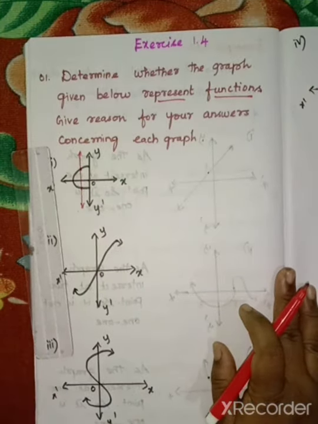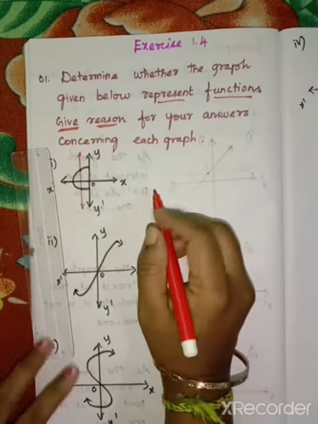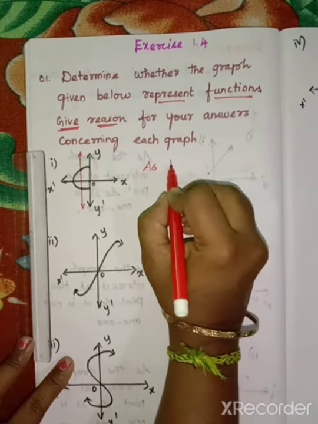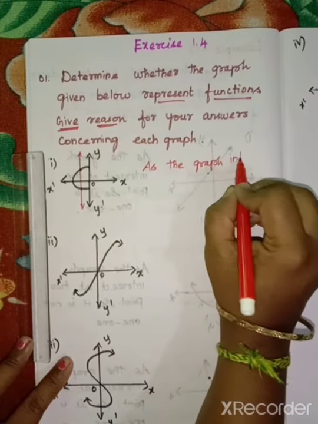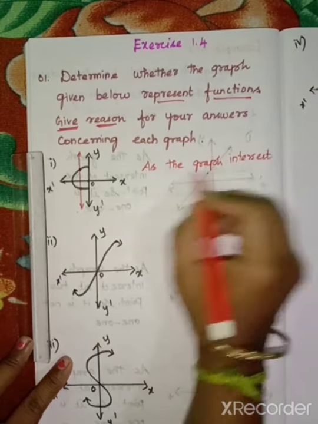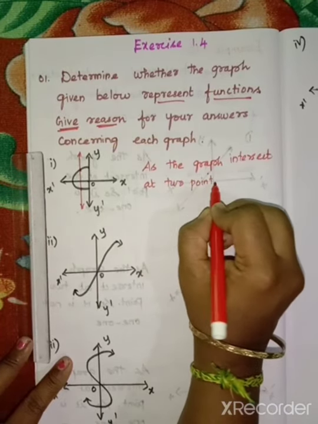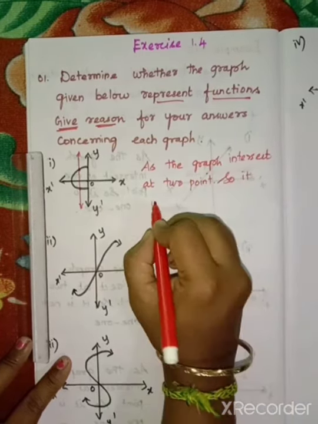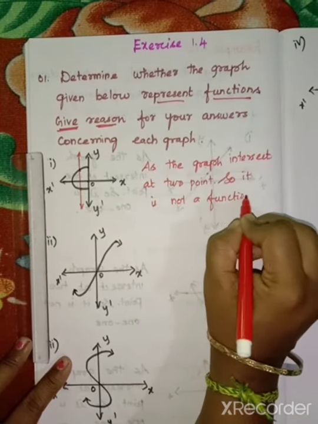So is it a function? No. Here they ask to give a reason, so you have to write: as the graph intersects at two points, it is not a function.